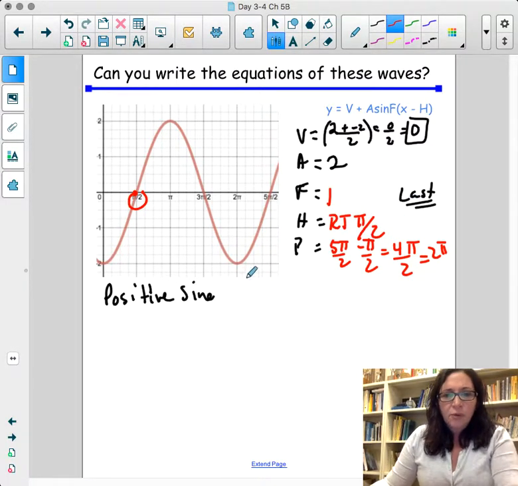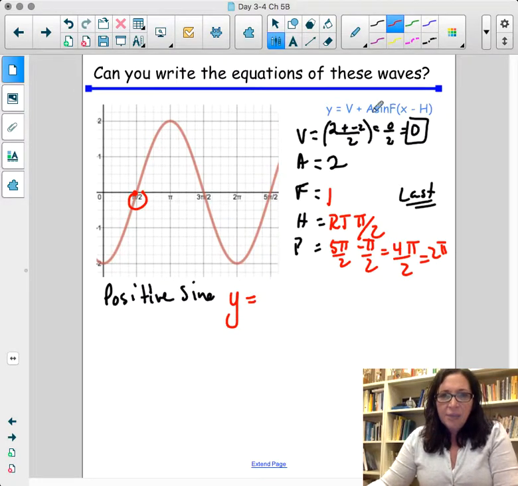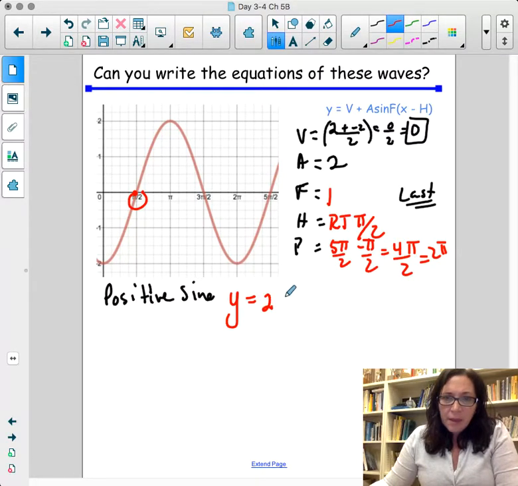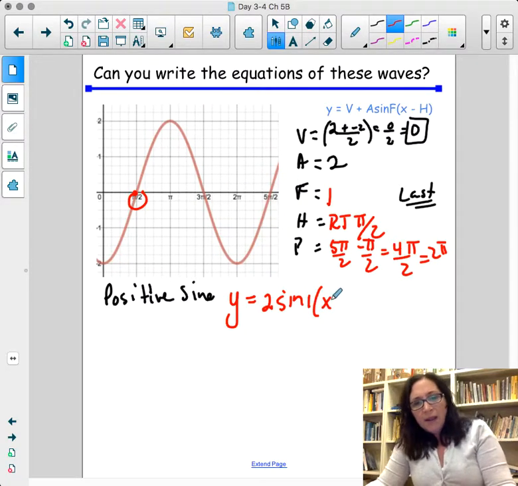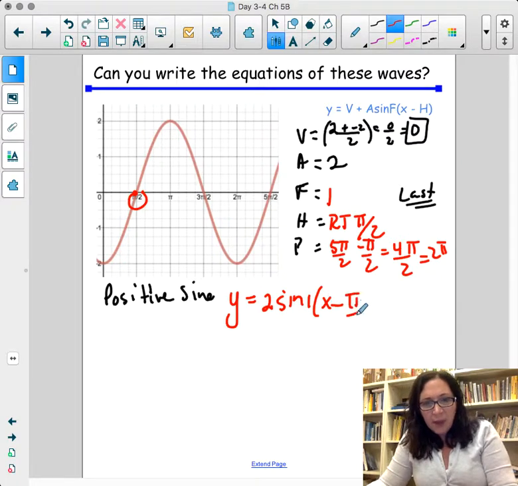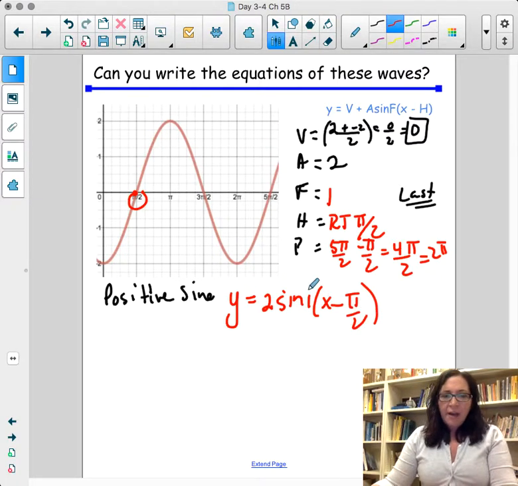All right. So for my positive sine wave, I'm going to go y equals VAFH: vertical shift, no vertical shift; amplitude, 2, connected to my word, sine. My frequency is in between sine and my variable, which in this case is 1. It's in radians, so we're going to go x. If I'm going to the right, it's going to be minus, and then pi over 2. So this is the graph of my positive sine wave.